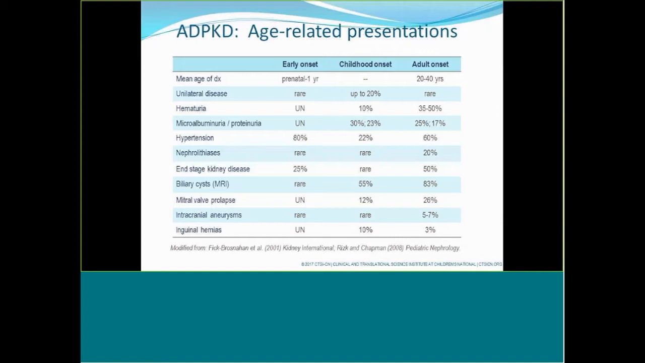I think I've touched on most of this. About 25% of those with the early onset will go to end-stage kidney disease, but it's more common to see that in the adult age range. This is the one that's associated with intracranial aneurysms. Even though we're taught to be concerned about these, it's actually not that common. But if you find it, you really do have to follow these people quite closely.